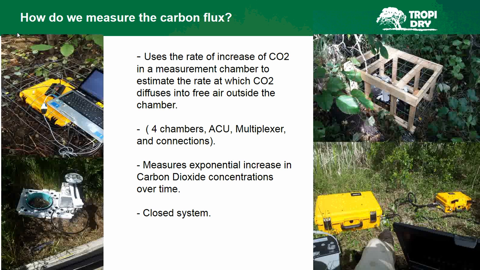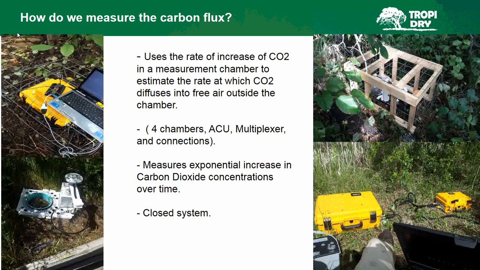And how does this work? It uses the rate of increase in carbon dioxide in a measurement chamber to estimate the rate at which carbon dioxide diffuses into free air outside the chamber. So for such an estimate to be valid, conditions must be similar inside and outside the chamber. These conditions include the concentration gradient driving diffusion, barometric pressure, temperature, and soil moisture.